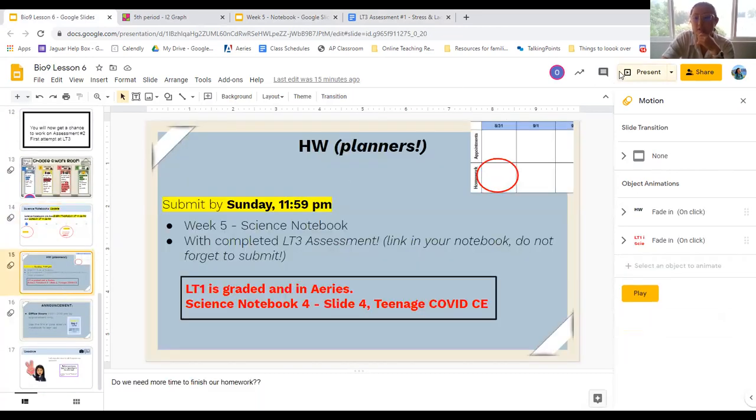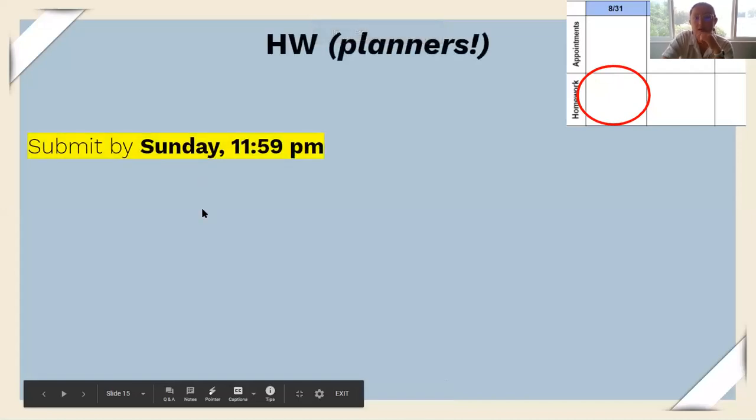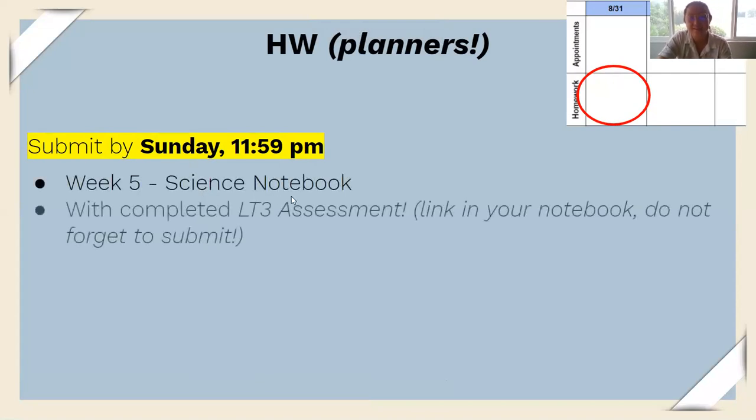Okay, so I want to just make sure that you know that your homework for this class is due on Sunday for 5th and 7th period. It is due Thursday for 3rd period, or Wednesday for 3rd period. So this is for 5th and 7th period. Ignore this for 3rd period. Just check the bio calendar for due dates. But basically for this lesson, what's due is the week 5 science notebook.